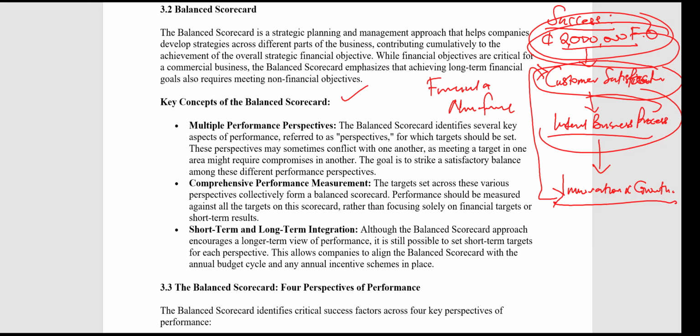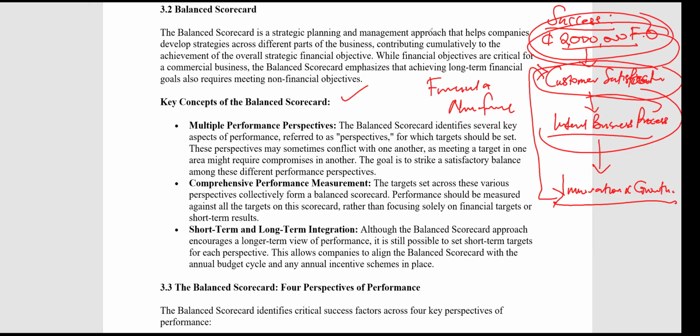Key concepts of the balance scorecard. 1. Multiple performance perspectives. The balance scorecard identifies several key aspects of performance referred to as perspectives, for which targets should be set. These perspectives may sometimes conflict with one another, as meeting a target in one area might require compromise in another. The goal is to strike a satisfactory balance among these different performance perspectives.